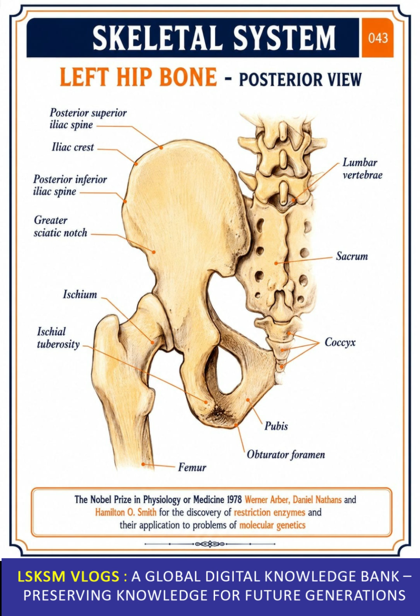Left hip bone, posterior view. The posterior view highlights structures such as the greater sciatic notch. It provides attachment for muscles and ligaments.